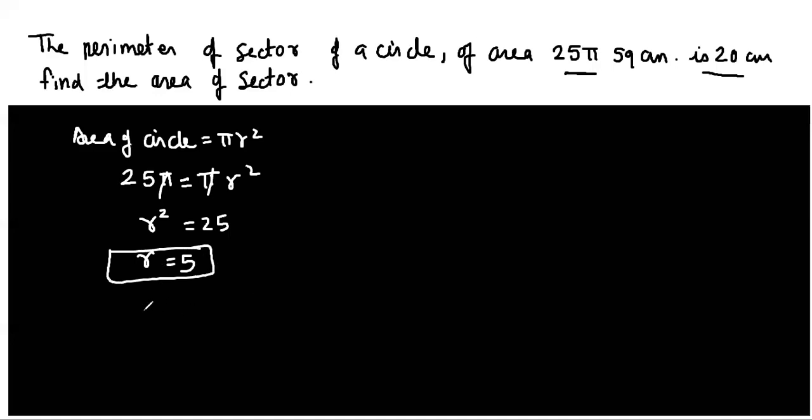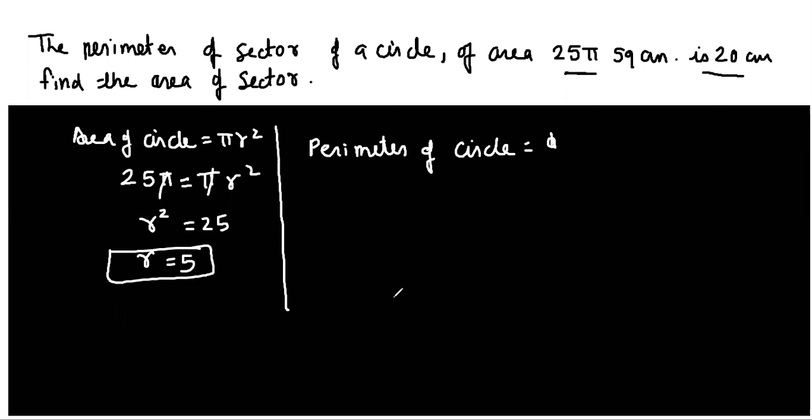Now we are also given the perimeter. As you all know, what is the perimeter of the sector? I'll show you the figure. It is like this. There are two radii and one length of arc, R and S. So it is 2R plus S.